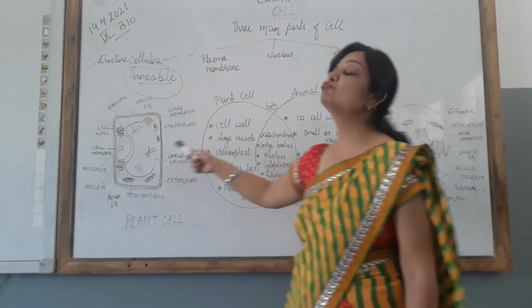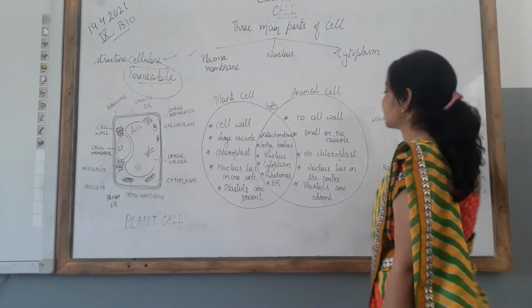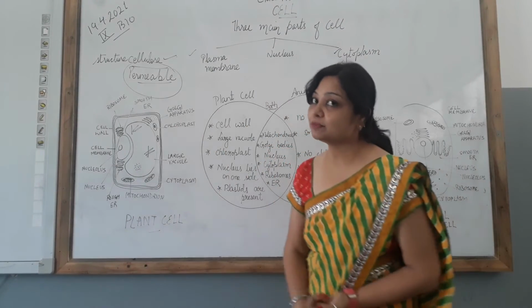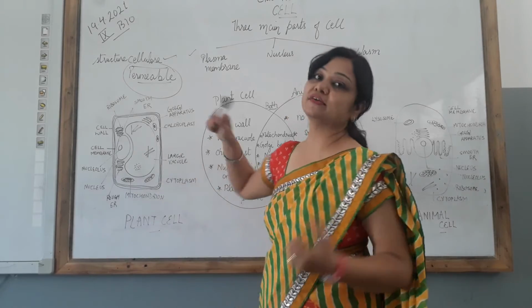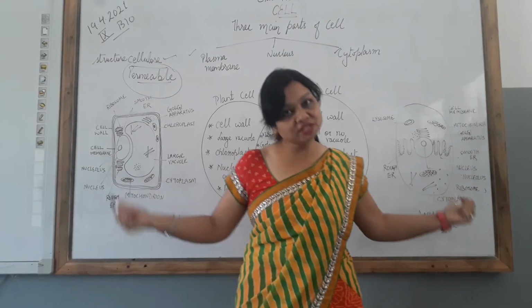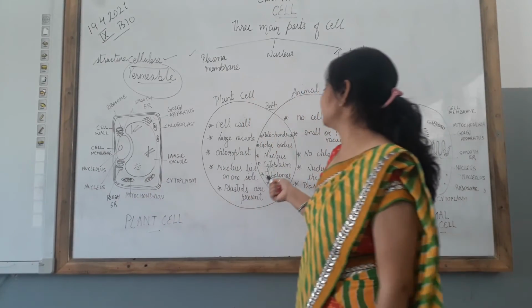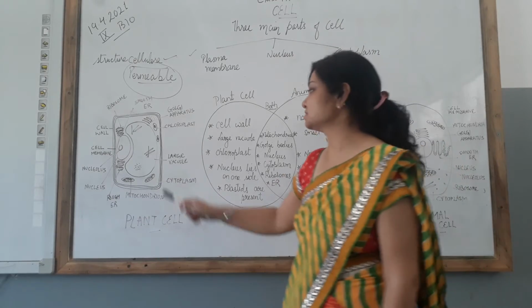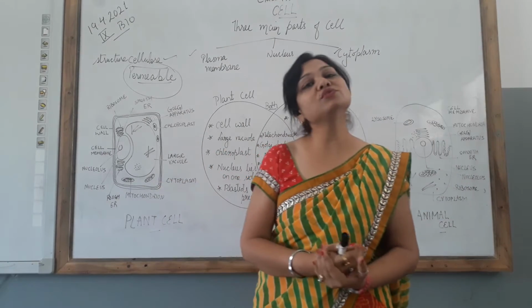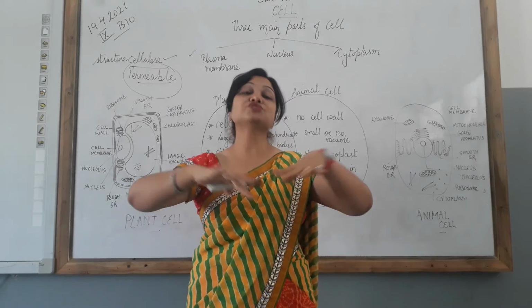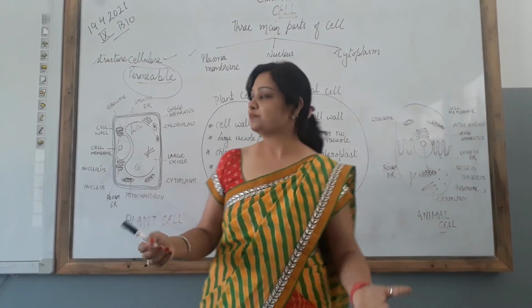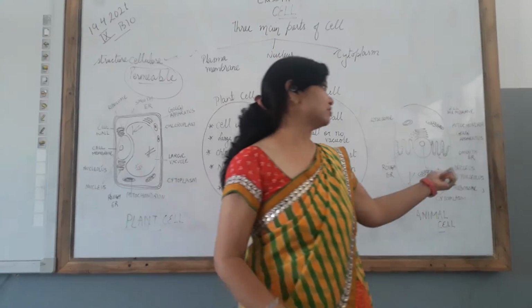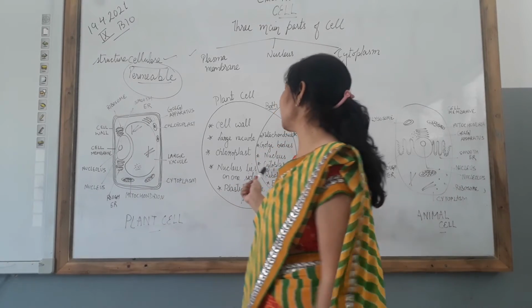Third is the nucleus. You can see both the cells have the nucleus. We are not talking about the position, but nucleus is there in both. The position is different. Next similarity is the cytoplasm. It is there in both, because we know it is the cytoplasm in which all the organelles are there. So it is there in both. Cytoplasm is present. Again a similarity.